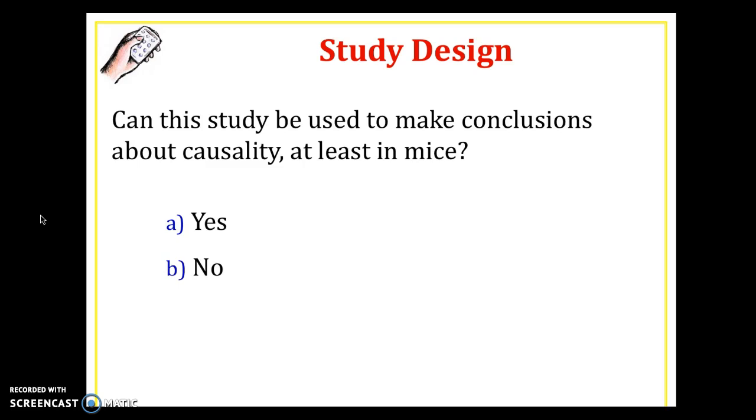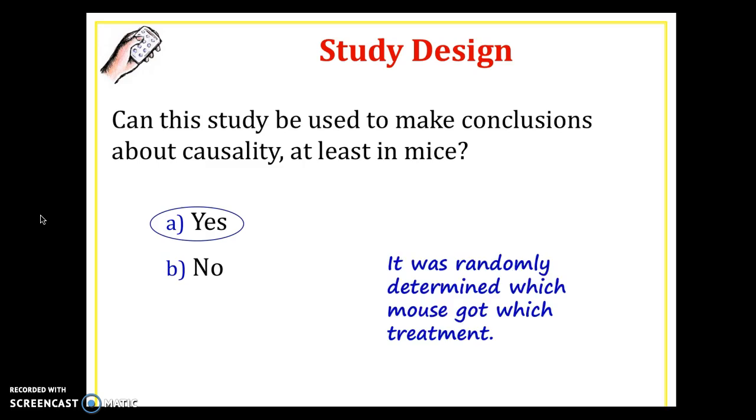So can the study be used to make conclusions about causality, about UV or vitamin D causing a lower rate of MS? And that would be yes. The variables were randomly assigned, and there was a control group. So there's a random assignment for a treatment and then no treatment.